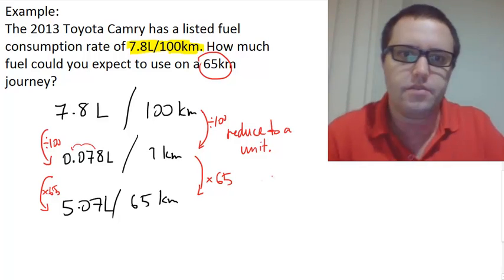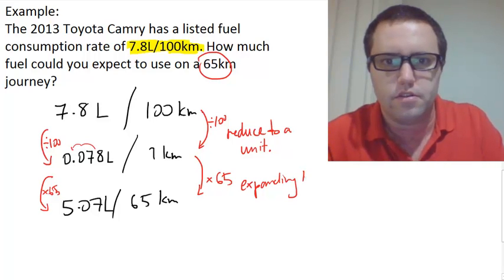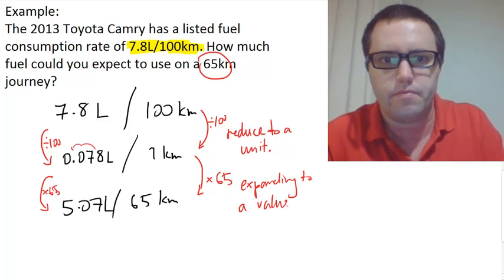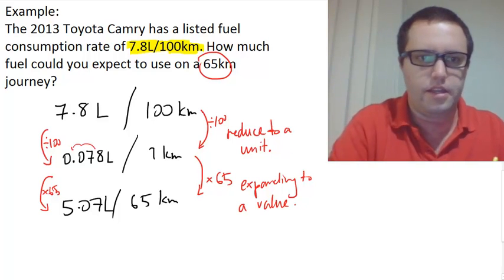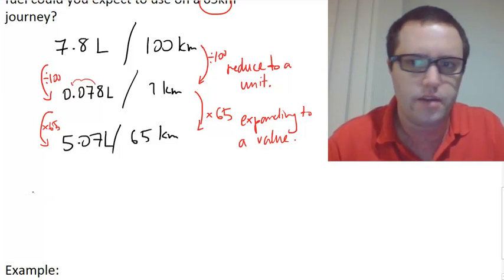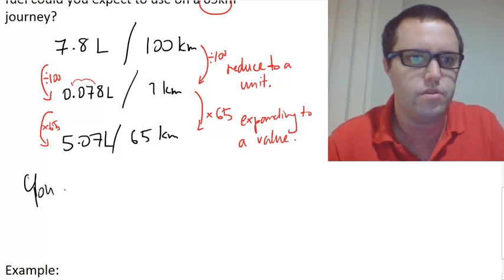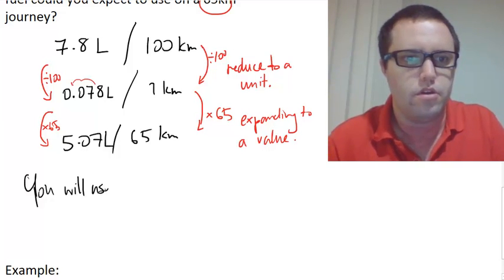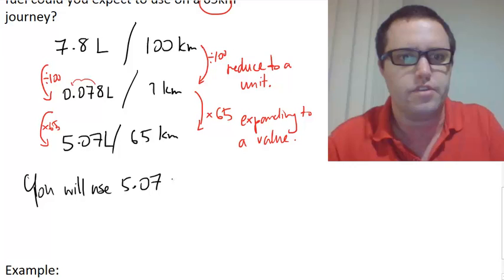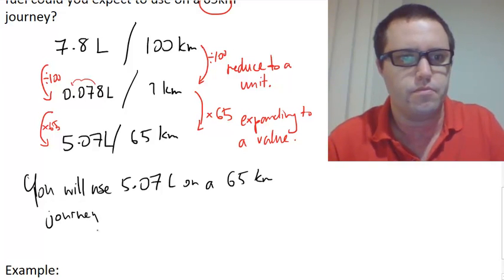So what we did there was that was reducing to a unit, and this is the expanding to a value. Okay, and then once we've got that, we'll probably want to answer it with words, and we'll use 5.07 litres on a 65 kilometre journey. Okay.